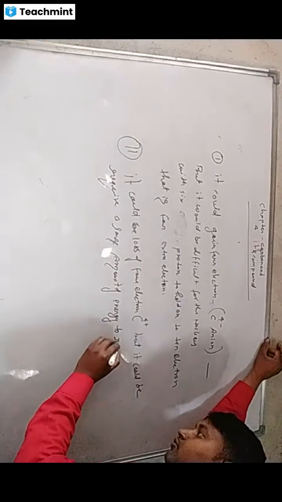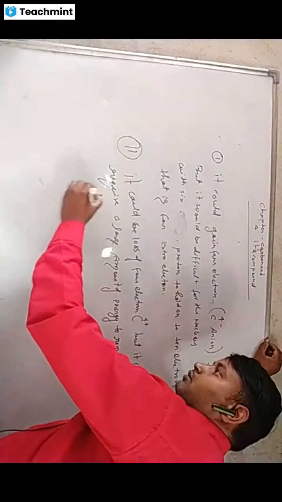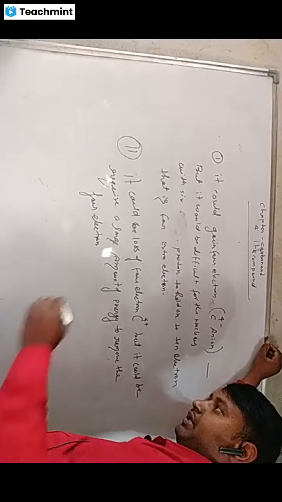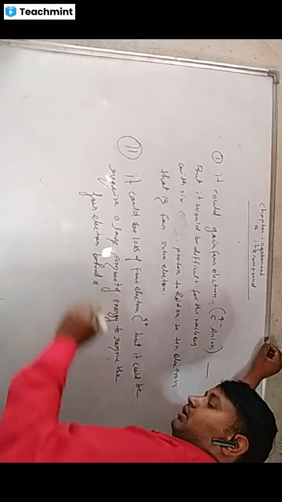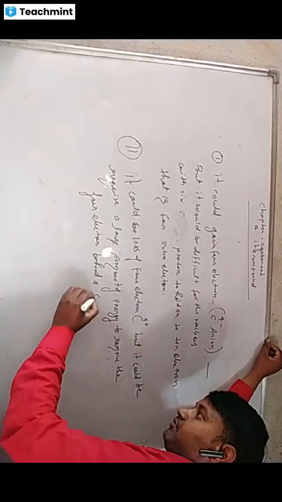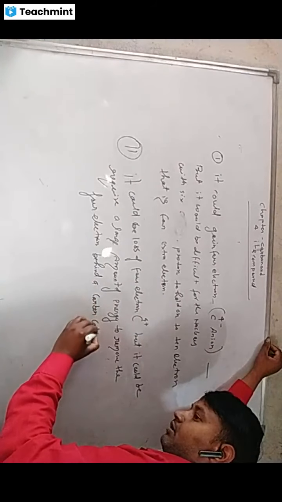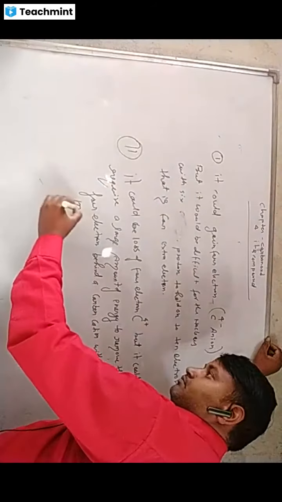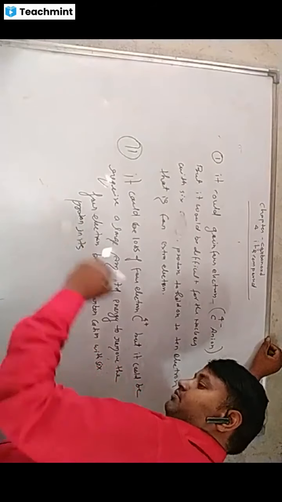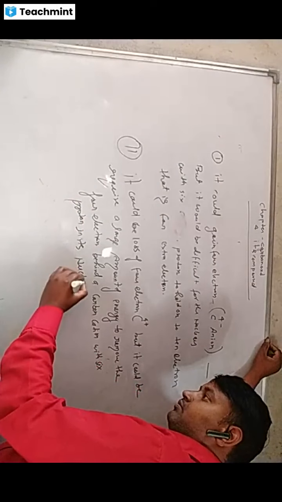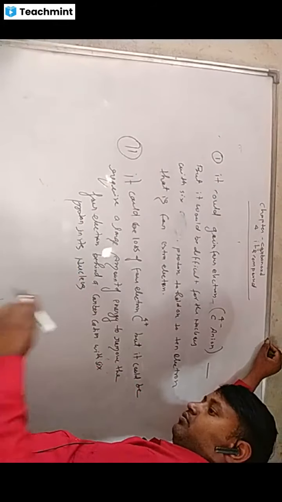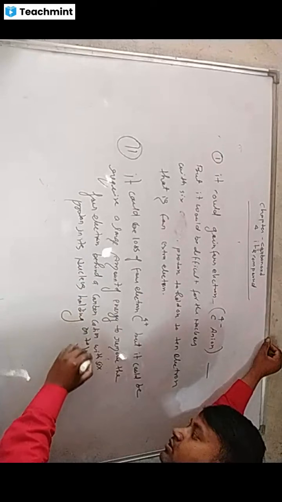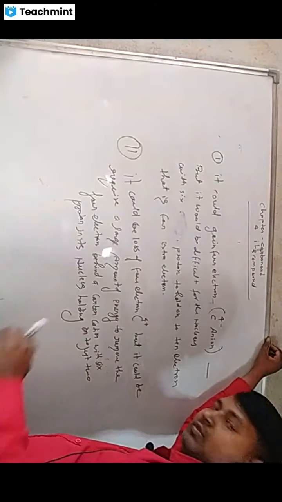To remove the 4 electrons, leaving behind a carbon cation with 6 protons in its nucleus holding on to just two electrons.